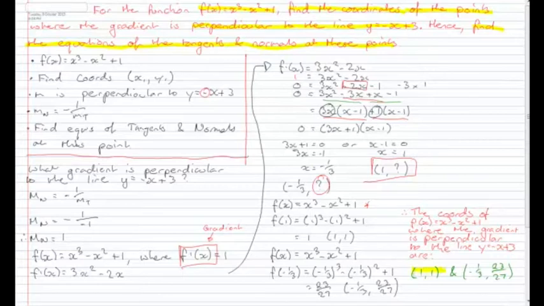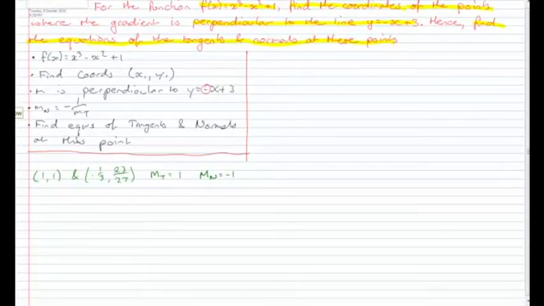Okay, so now that we've managed to go through and find these points, we need to use them when finding the equations of the tangents and normals at both of these points. So let's make some room for this. Okay, so what I've done here is I've just written out the coordinates of the points that we've just found before, the gradient of the tangent that we found, and the gradient of the normal that was given to us.